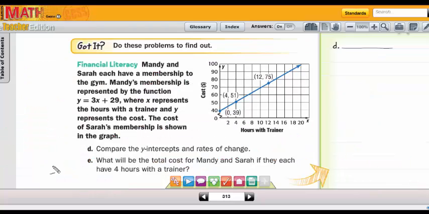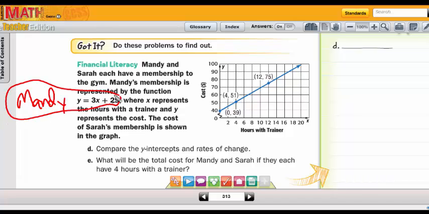Okay, now we will take a look at letters D and E. Financial literacy. Mandy and Sarah each have a membership to the gym. Mandy's membership is represented by the function, so I'm going to label this right here as Mandy and put a circle around that, where X represents the hours with a trainer and Y represents the cost. The cost of Sarah's membership is shown in the graph, so let's label this Sarah. And the first thing they ask us to do is compare the y-intercepts and the rates of change.